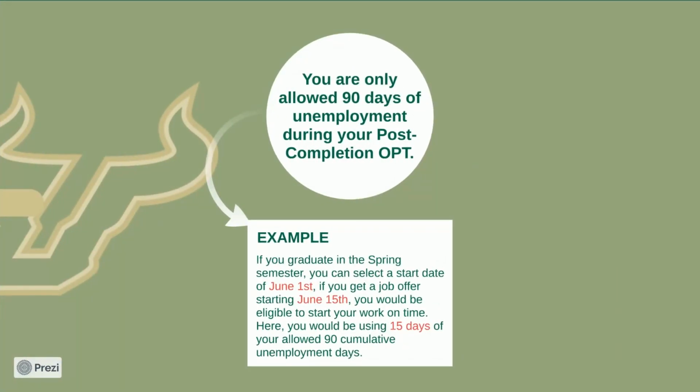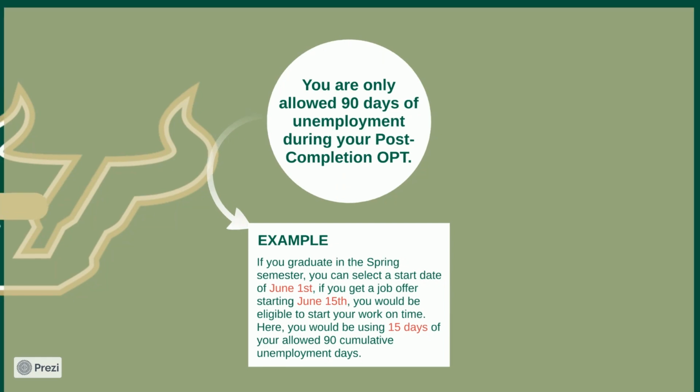Remember that you are only allowed 90 days of unemployment during your post-completion OPT. These unemployment days will begin counting on your first day of OPT, as shown on your EAD card. For example, if you graduate in the spring semester, you can select the start date of June 1st. In this case, if you get a job offer that starts on June 15th, you would be eligible to start your work on time. In this case, you would be using 15 days of your allowed 90 cumulative unemployment days.